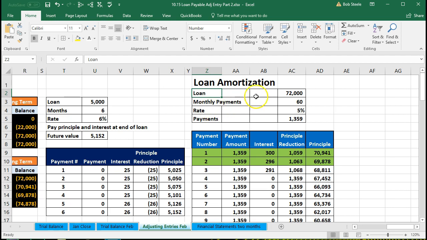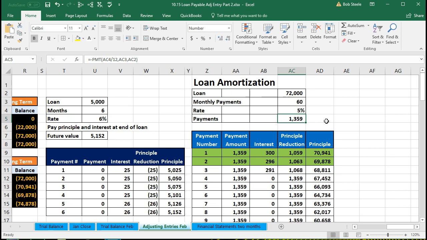So if we look at this table, we've got the loan of $72,000. We're saying it's going to have 60 payments, so that's 5 years. The rate is 5%, and we're going to say the payments are $1,359. This is usually known within the loan. If we look at the loan, we have this information there.